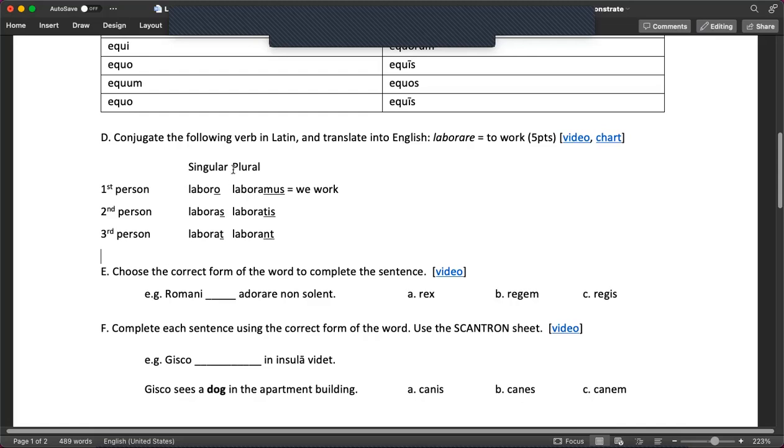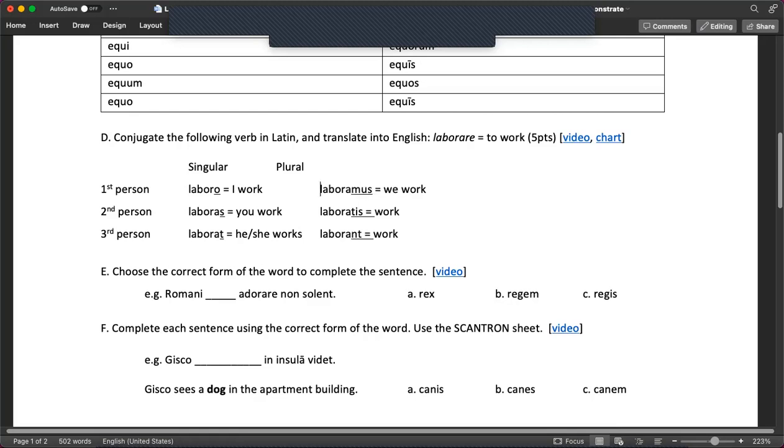for the verb. When you go to put the translation on it, all of these mean work. The only difference is going to be who's actually doing the working. So work, work, work. They all mean work. But we change the ending, so we change who's actually doing it. So the first one, laboro, means I work. Laboras means you work. Laborat is he or she works.